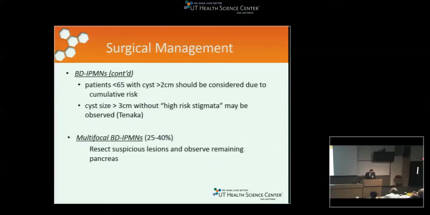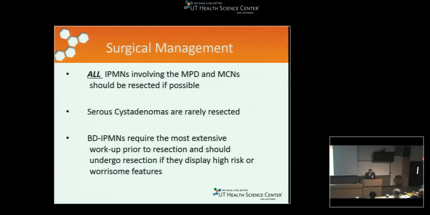Multifocal branch duct IPMNs account for about 25 to 40% of specimens, and it is a recommendation that you resect suspicious lesions and observe the remaining pancreas at a frequency that I'll discuss momentarily. So to recap, all IPMNs involving the main pancreatic duct and mucinous cystic neoplasms should be resected if possible. Serous cystadenomas are rarely resected unless they cause symptoms, and branch duct IPMNs require the most extensive workup prior to resection and should undergo resection if they display high risk or worrisome features.